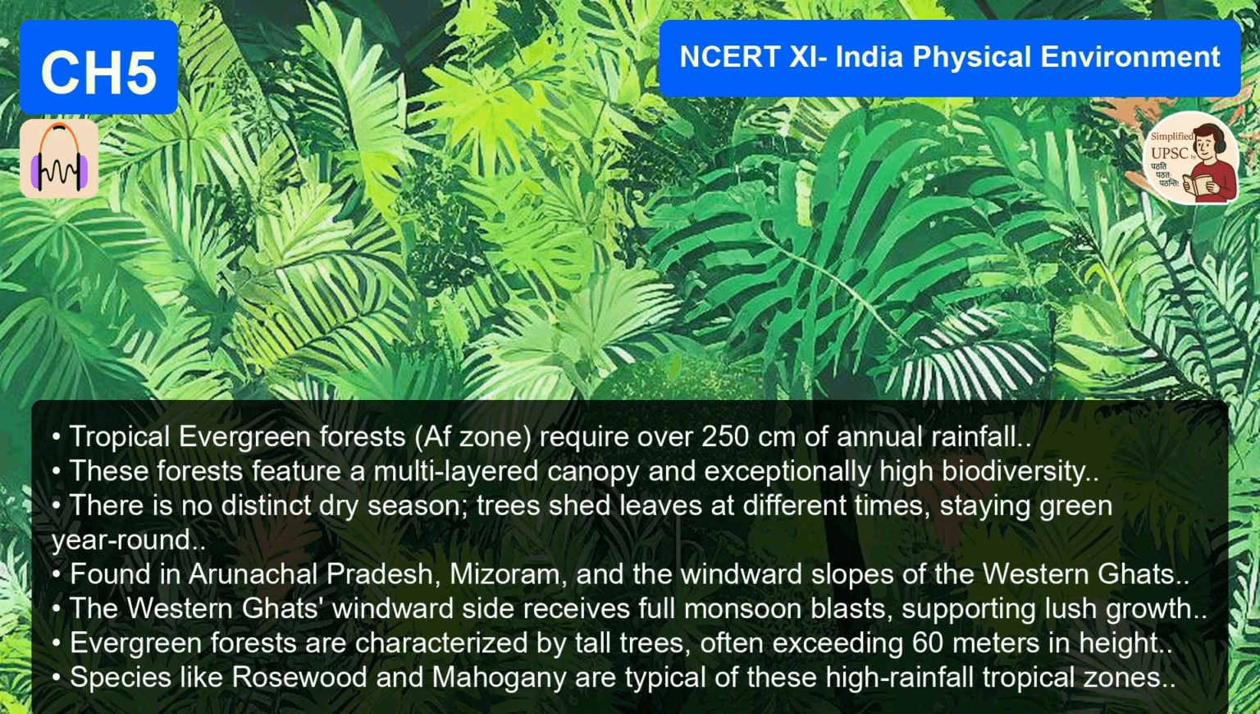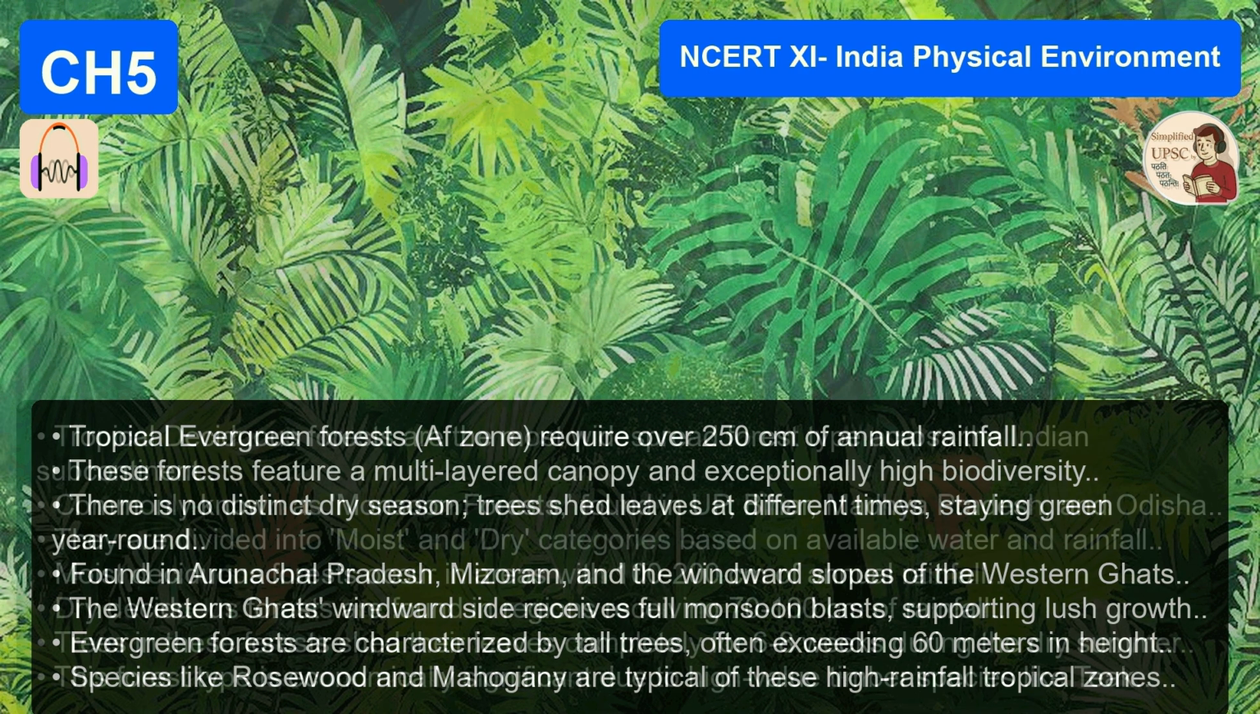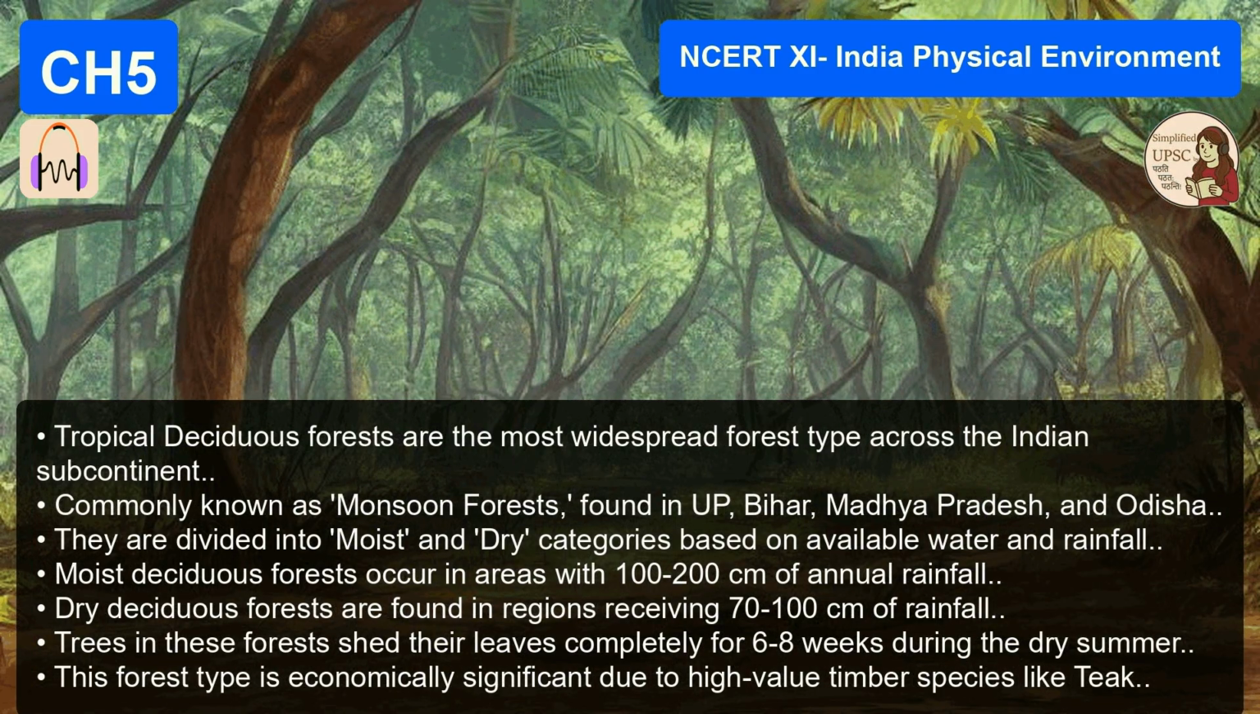Now, let's connect this to a PYQ. There was a question back in 2015 that asked you to identify states associated with tropical wet evergreen forests. Yes, this is where the theory hits the real world. The options usually try to trick people, but the key locations you have to remember are Arunachal Pradesh, Mizoram, and the western slopes of the Western Ghats.